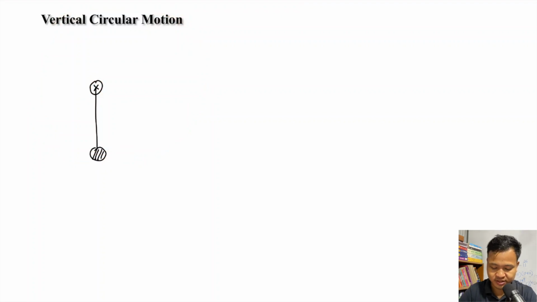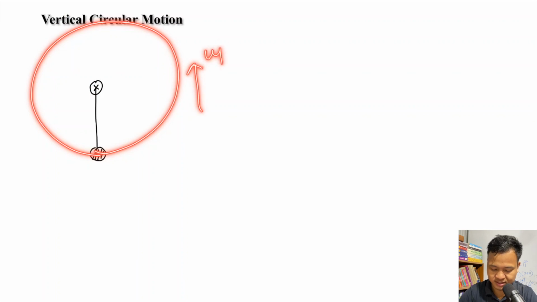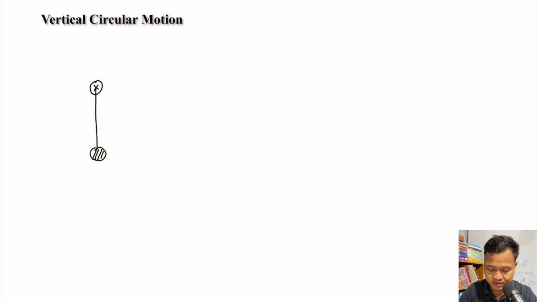in this case it is swinging vertically. That means this side is upward, this side is downwards. That is just vertical circular motion. So if I have a mass m here, some object, tied to a string of length l, at the lowest point the object is given some initial velocity u.